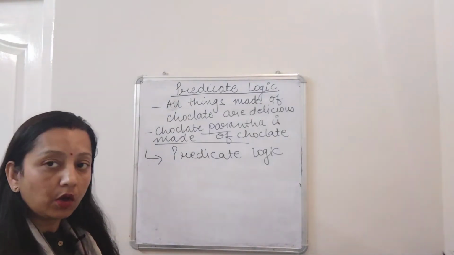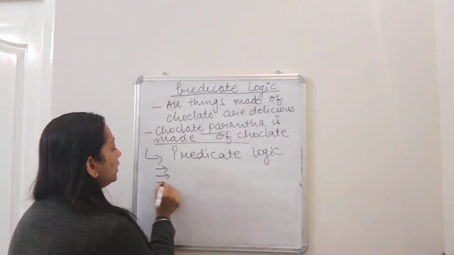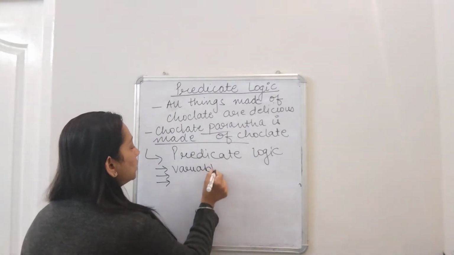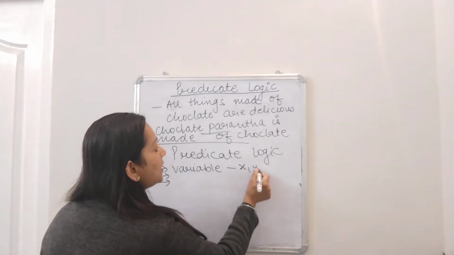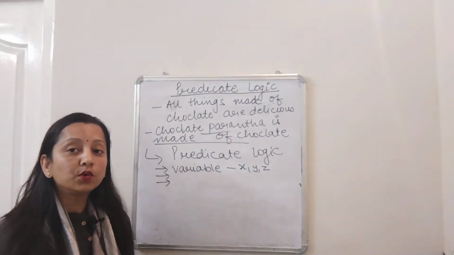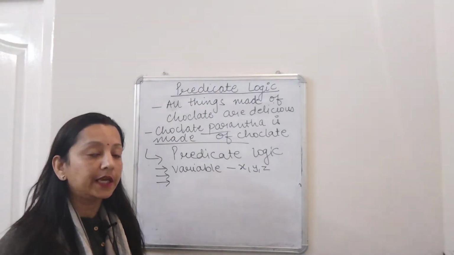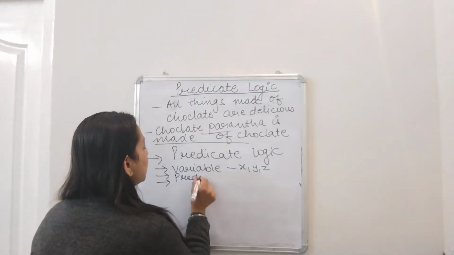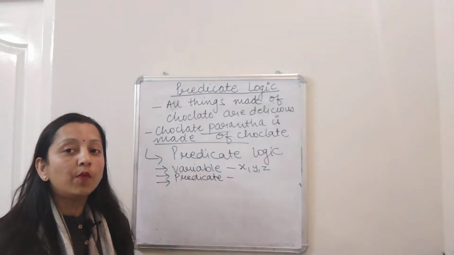Okay. So what is a predicate logic? A predicate logic basically consists of three important things. The first one is the variable. Okay, variables like x, y, z, these are known as the variables. These are also known as the subjects of the statement or statements. Then you have the predicates. Predicate depicts the property of the variables.